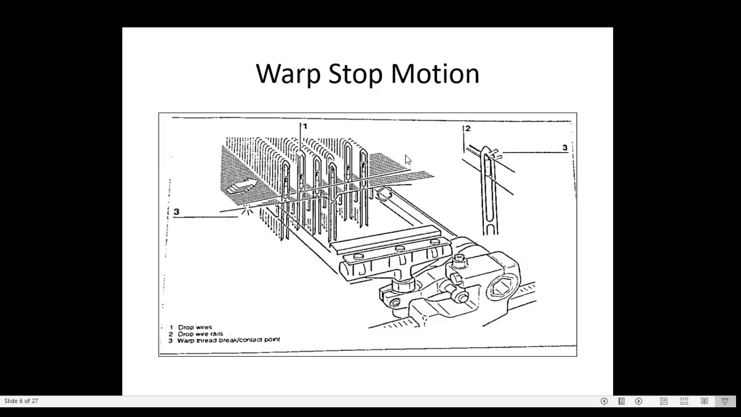So the configuration of the warp stop motion depends upon the warp density, that is the EPI of the fabric. Second, the warp yarn, what type of warp yarn you are using. Third, the yarn count, which may be coarser or finer. So mostly the main things here are warp density and yarn count. So the proper selection of the drop wire depends upon that. So see here how it works.